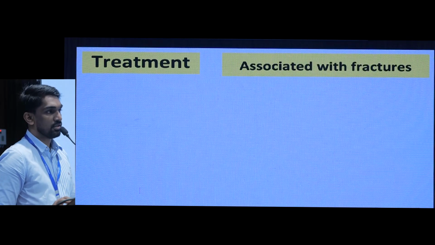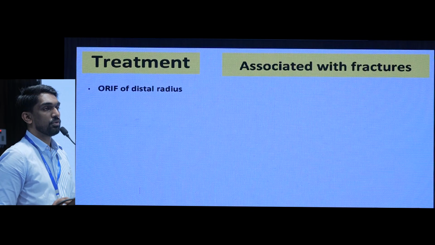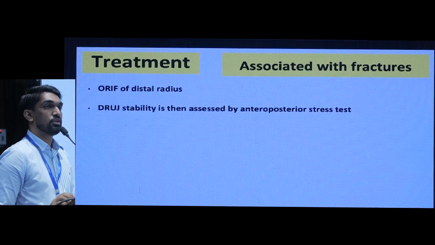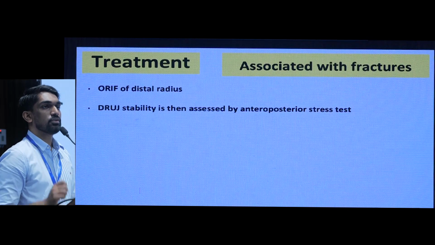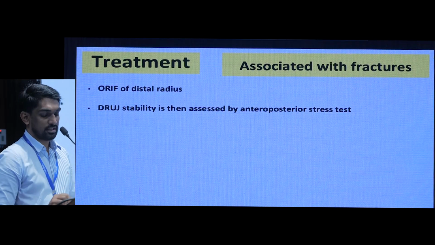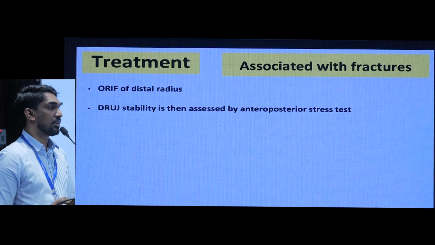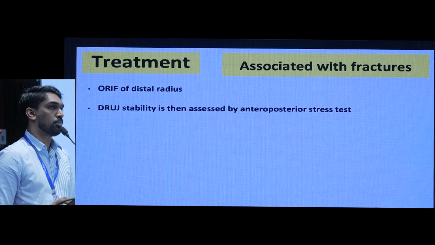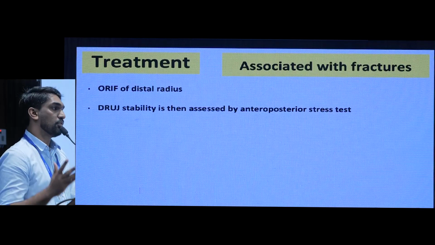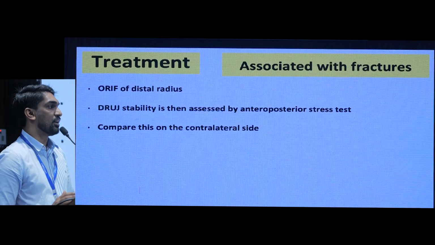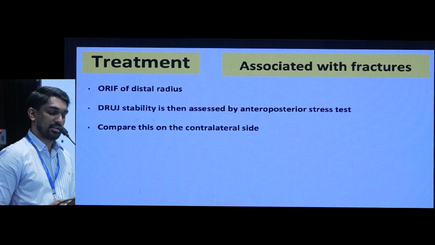distal radius fractures. So the first thing you have to do is an ORIF of the distal radius through a Henry approach. Once you reduce it, you have to start doing the anteroposterior stress test. Ideally it has to be compared with the contralateral side, but intraoperatively it won't be possible. So before starting your surgery, you assess the contralateral side and you have an idea how much is the translation on the contralateral side.